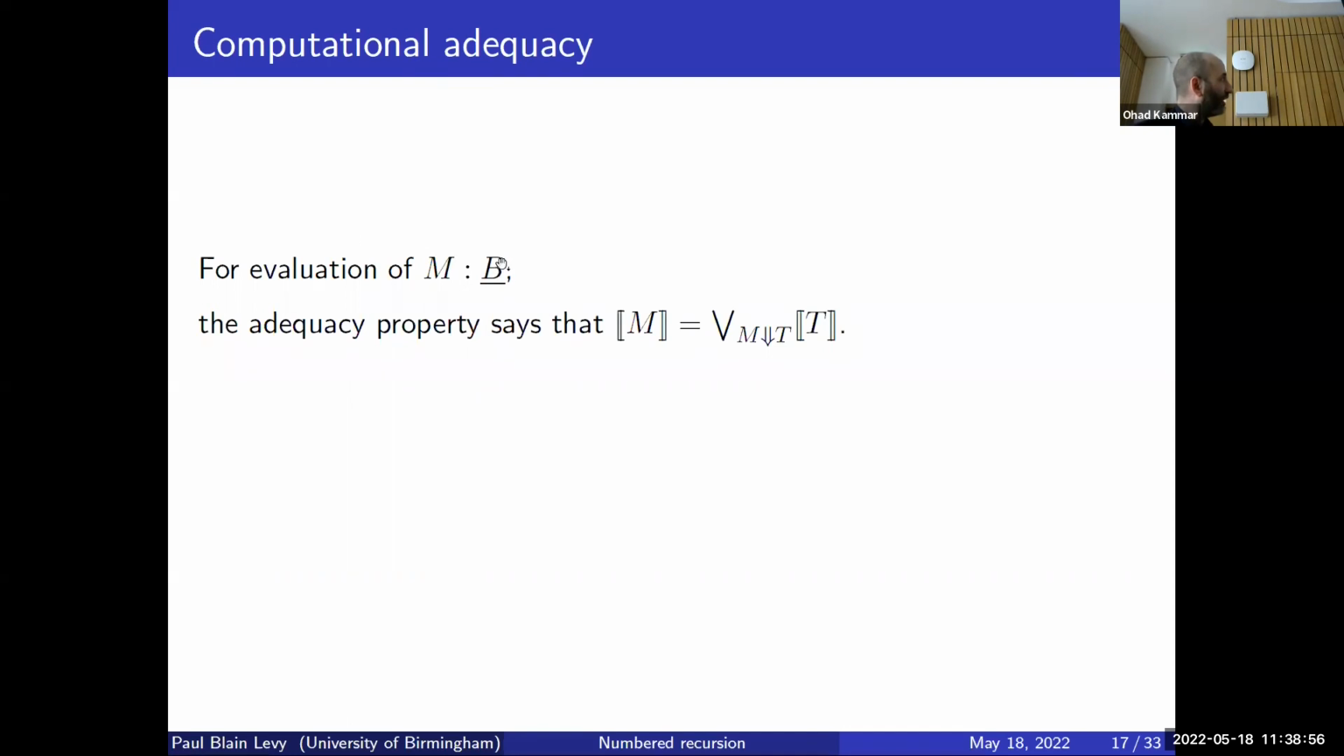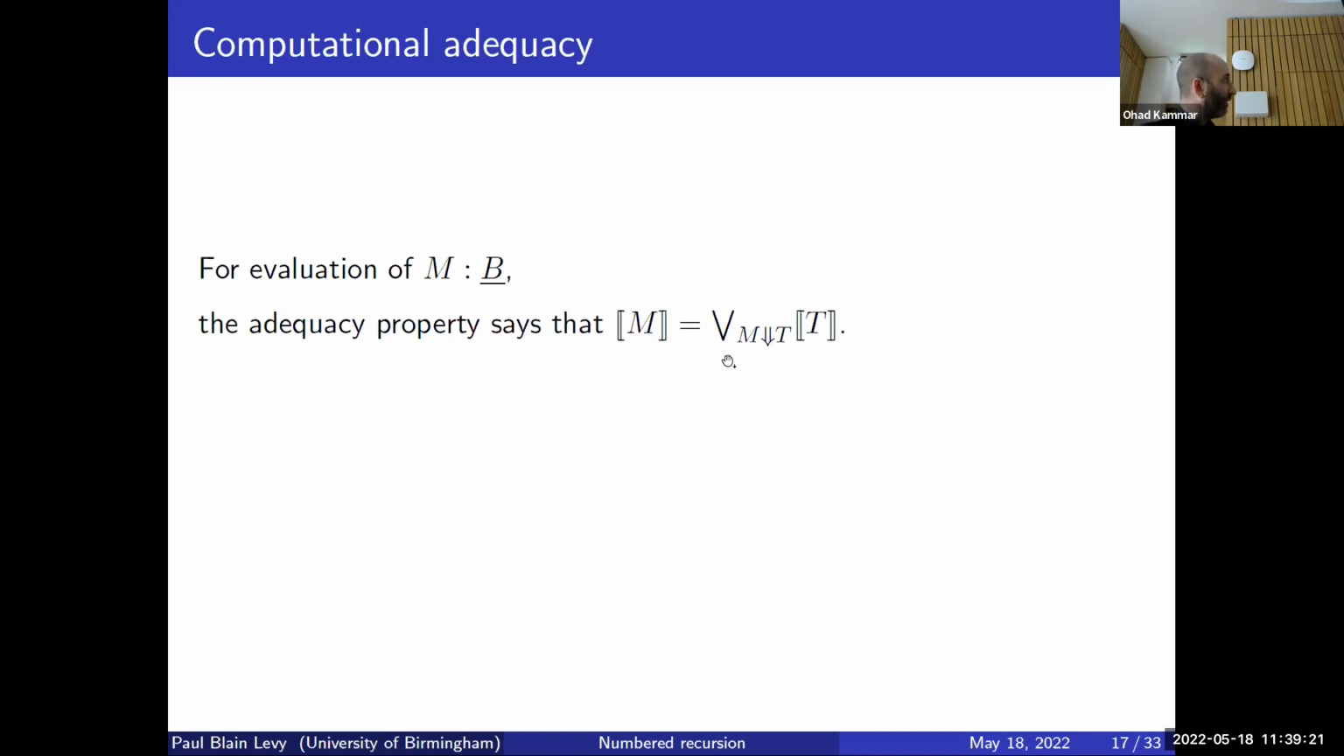So when we're evaluating a closed term M of type B, ignore the underline, adequacy says that the denotation of M is the supremum of the denotation of all the things it can evaluate to. And what does this mean? Unpacking it, if M does evaluate to something, that just means that the meaning of M is the same as the meaning of the thing it evaluates to.